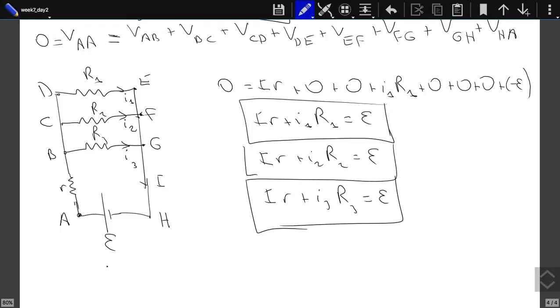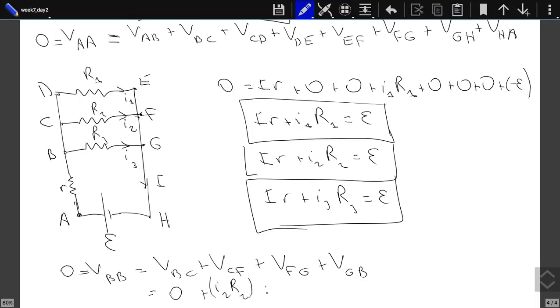Let's try VBB, which should be 0. This is VBC plus VCF plus VFG plus VGB. What is VBC? 0. VCF, I2 times R2. FG, GB, minus I3 times R3.